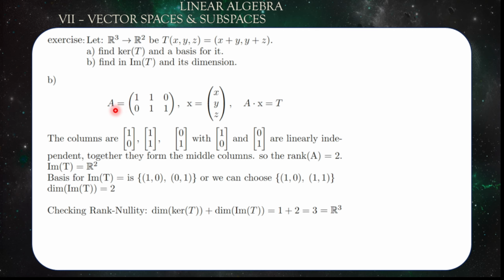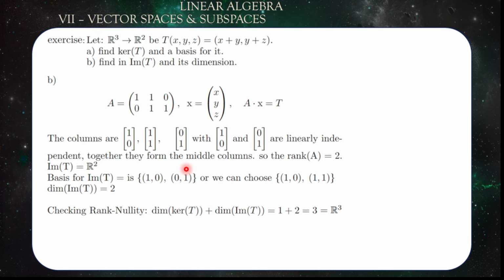Now, again, this is A, so we need to find A times X. X is equal to x, y, z, the three variables. So we need to multiply them to find the solutions. Actually, the transformation itself is A times X is equal to T. This is the product of this multiplication. This is the solution. But now we're more interested in the image, which is the columns. So the columns are 1, 0, 1, 1, and 0, 1.